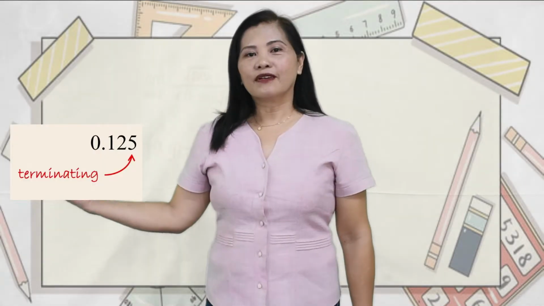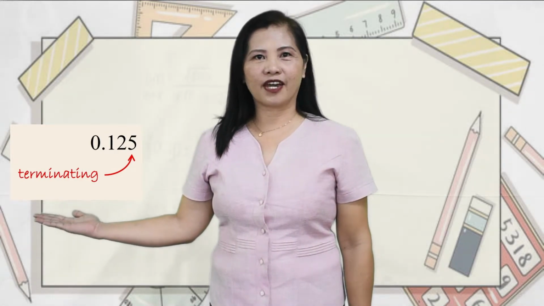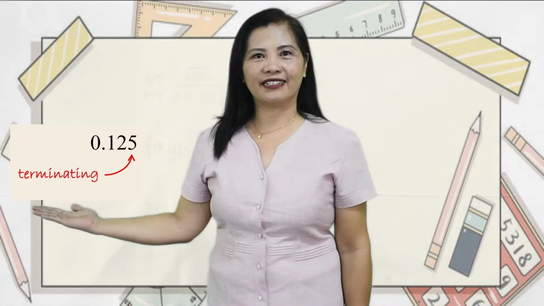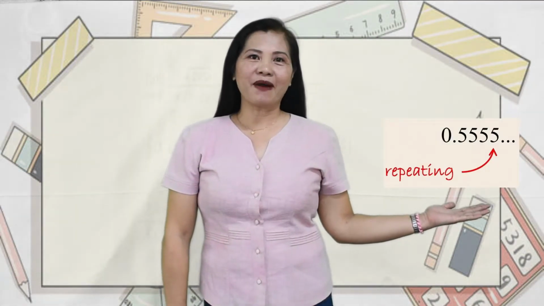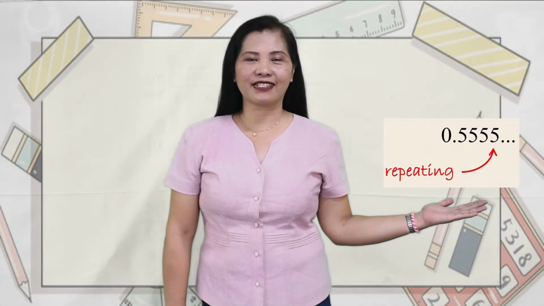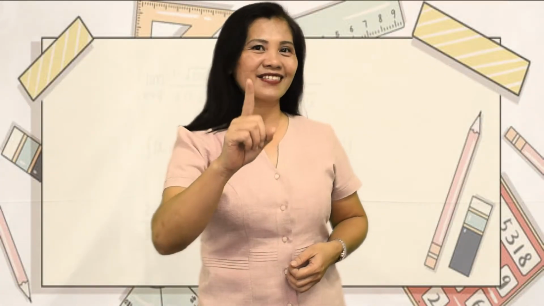Today we will learn about terminating decimals and repeating decimals. Terminating decimals are decimal quotients in which the digits are finite after adding zeros to the right of the dividend. Repeating decimals are decimal quotients in which the digits are repeating and endless after annexing zeros to the right of the dividend. Let's take this example.